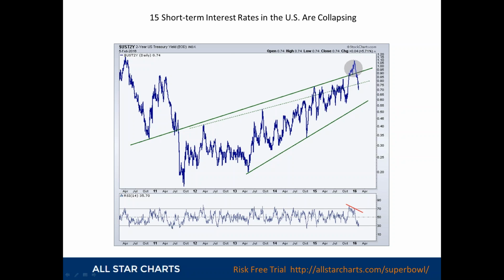I think interest rates, not only will the 2-year yield fall below 55 basis points, but I think it ultimately breaks the uptrend line from 2013 and heads under 50 bips.